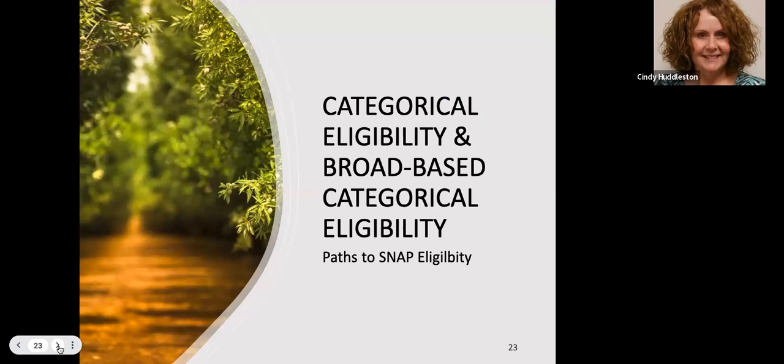Valerie mentioned these other concepts that come into play when determining whether someone is eligible for SNAP and how much they're eligible for. And those two concepts that we're going to talk about today are called categorical eligibility and broad-based categorical eligibility. Next slide, please.